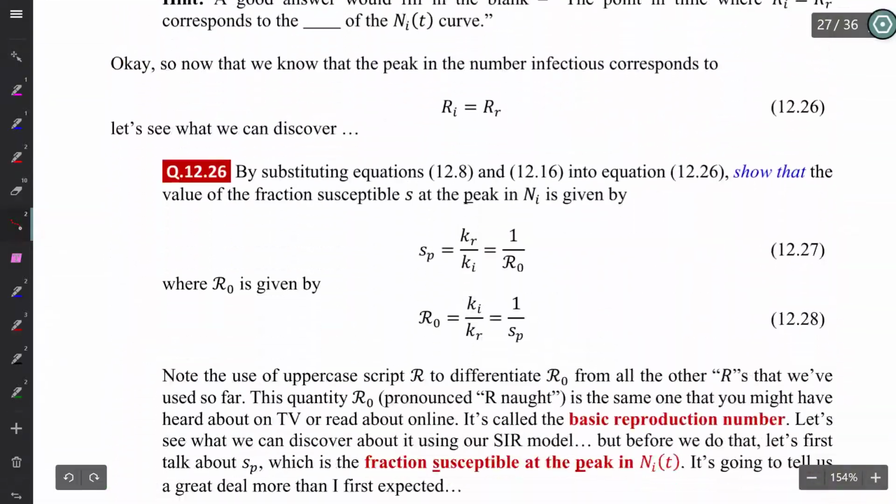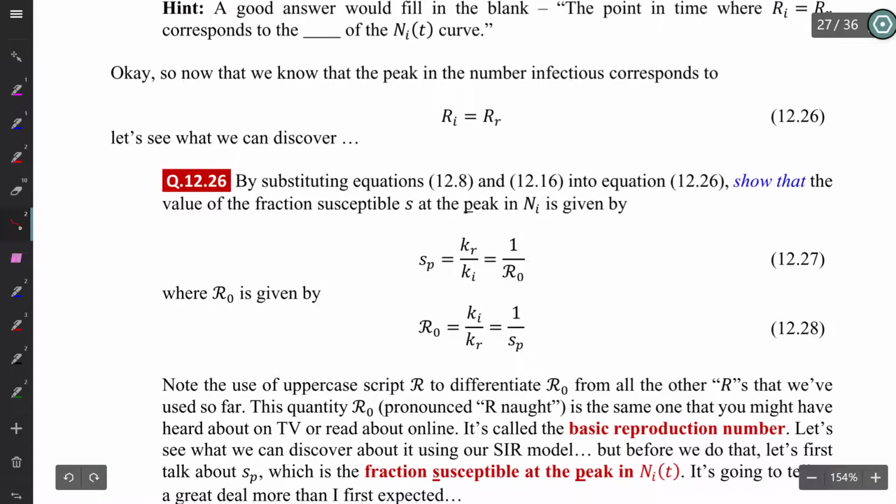It's always good to have a picture in your head when you're doing this stuff, so it makes sense. So that's what we've just been talking about, that Ri equals Rr at the peak, and it says, by substituting these equations into that equation, show that the value of the susceptible fraction at the peak in Ni is given by this equation here. At the moment, you shouldn't freak out and say I have no idea how to do that. What you should do is just follow the instructions and see what the algebra leads you to.